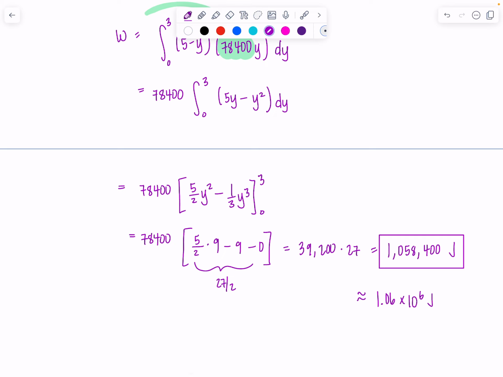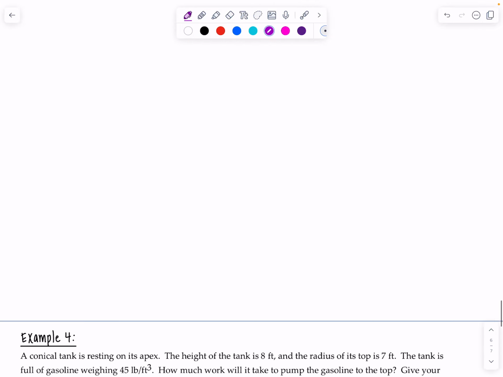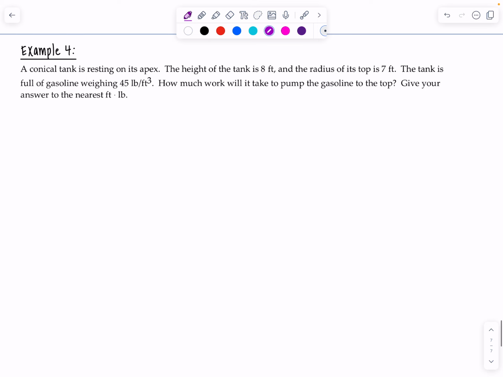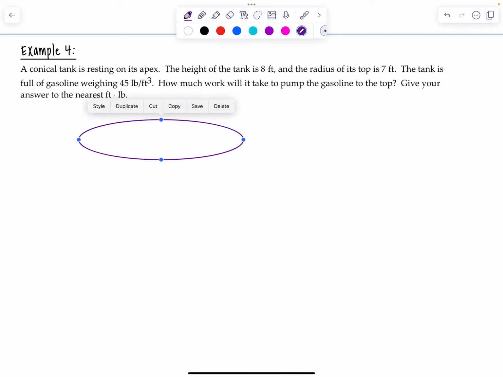Good? All right, I promised you we would solve that problem that I posed at the very beginning. So now we're ready for the grand finale, example 4. A conical tank is resting on its apex. Okay, so it just means you have a cone upside down. All right. It never makes a cute ellipse when I want one. There we go. Straighten up, you. Okay, are you reading the problem while I fiddle with this?